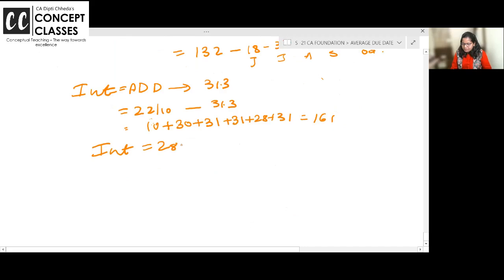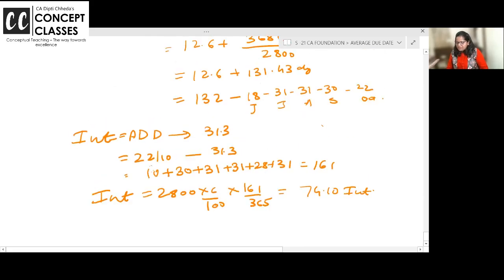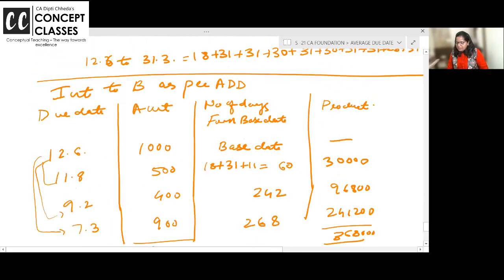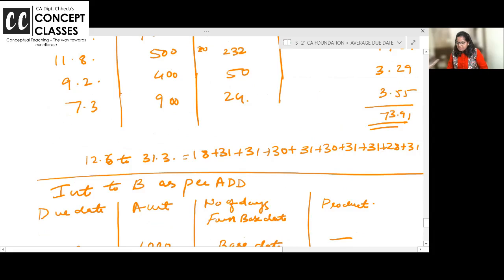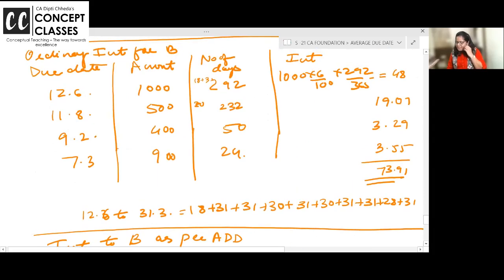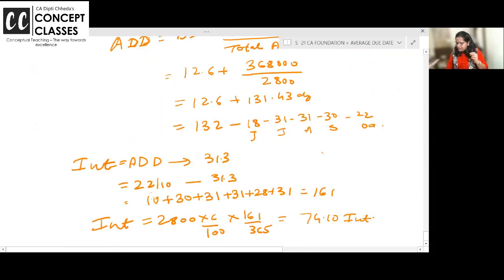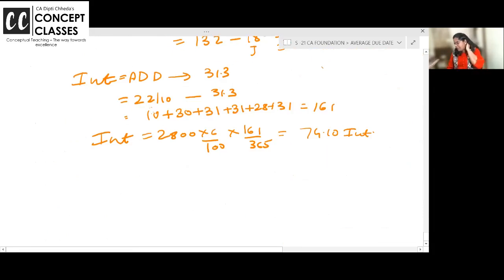2,800 into 6% into 161 divided by 365. 74.10 is the interest. और रूटीन में कितना आ रहा था आपका रूटीन मेथड? 73.91. Here 74.10. 20 पैसे difference.